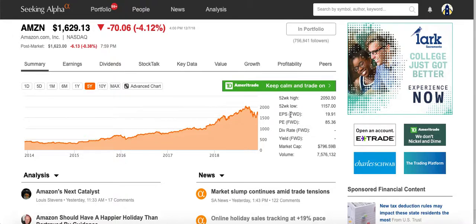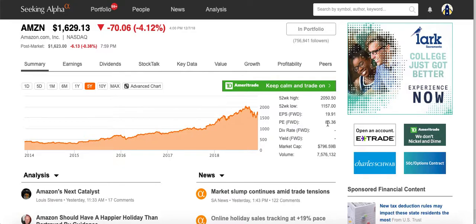We also have EPS forward up here. What this is, is analyst estimates of what the EPS will be. So first we've got the EPS. We've got analyst estimates that Amazon will earn $19.91 next year, earnings per share. And that will extrapolate out to a forward PE based on today's stock price of 85.